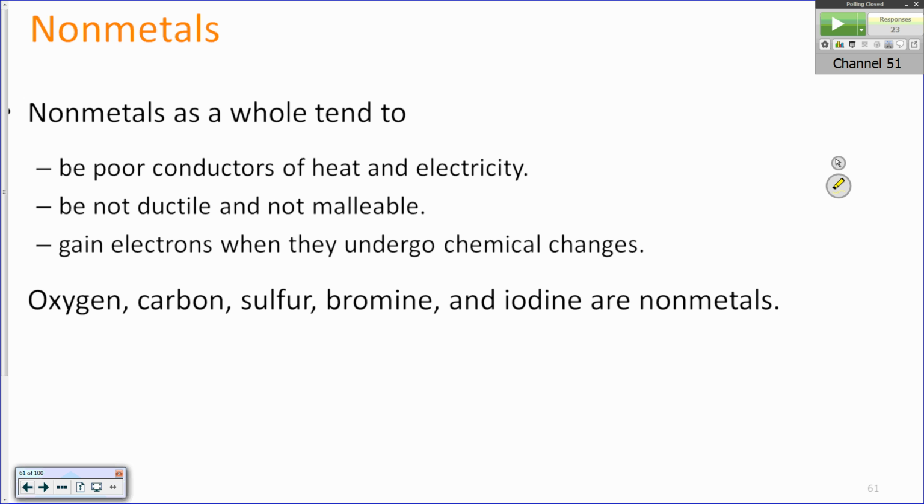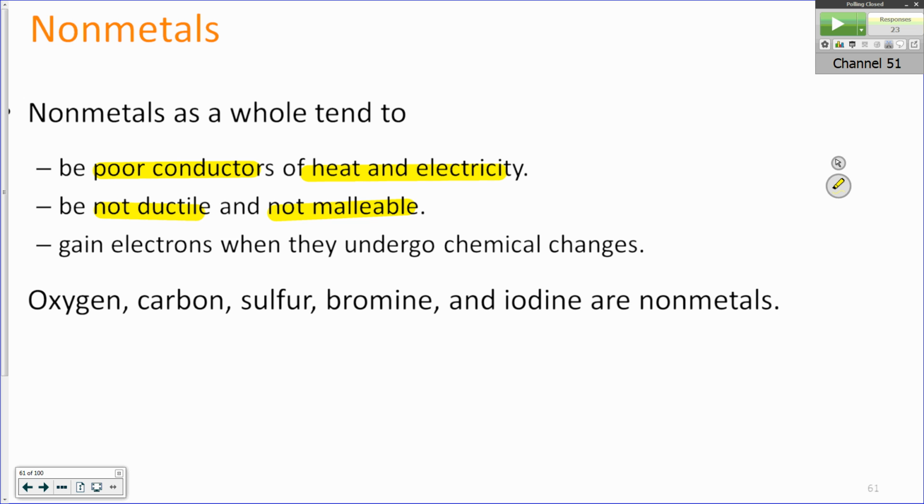The properties of nonmetals are basically the opposite of the metals. They are poor conductors of heat and electricity. So if you want an insulator, you choose a nonmetal. They are non-ductile and non-malleable. If you try to pound out a solid nonmetal, it shatters just like glass. They don't bend.